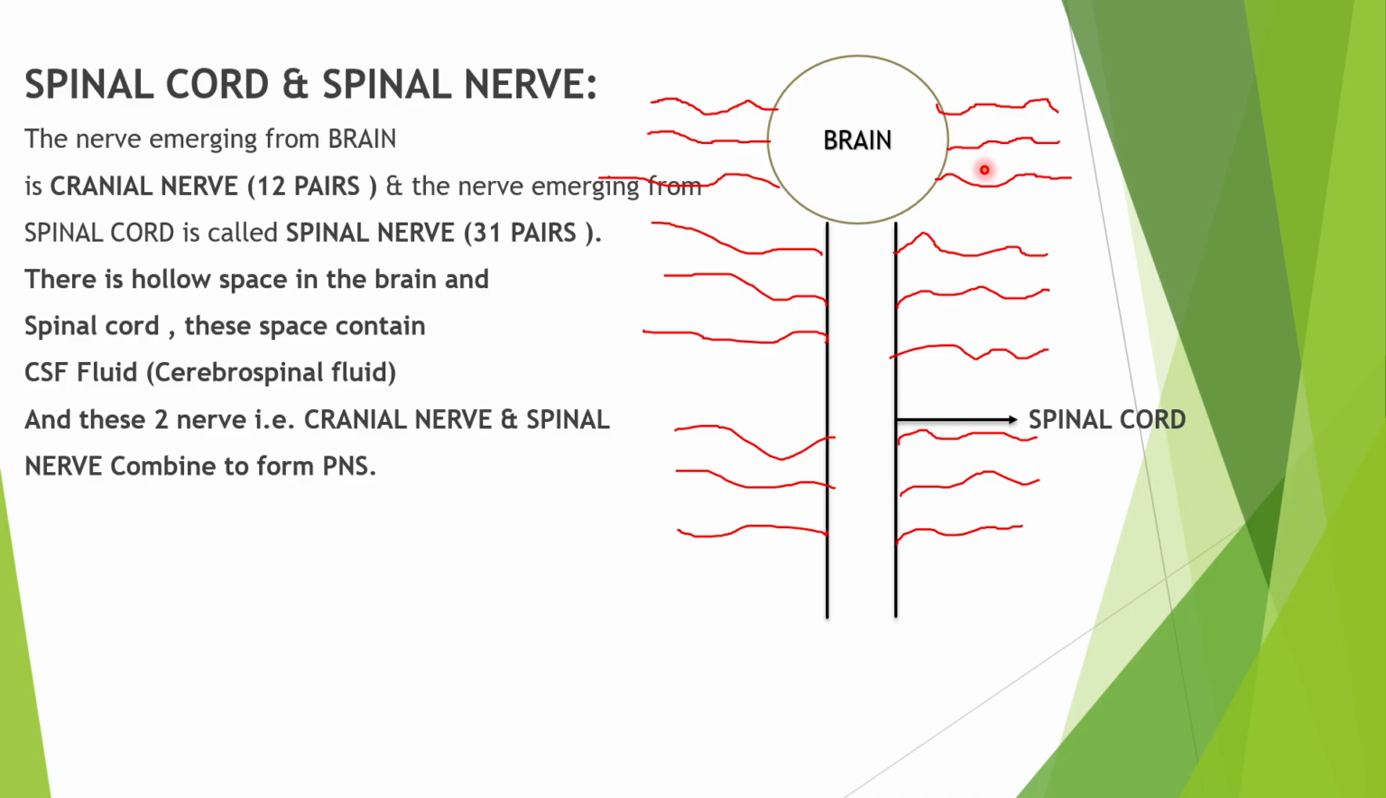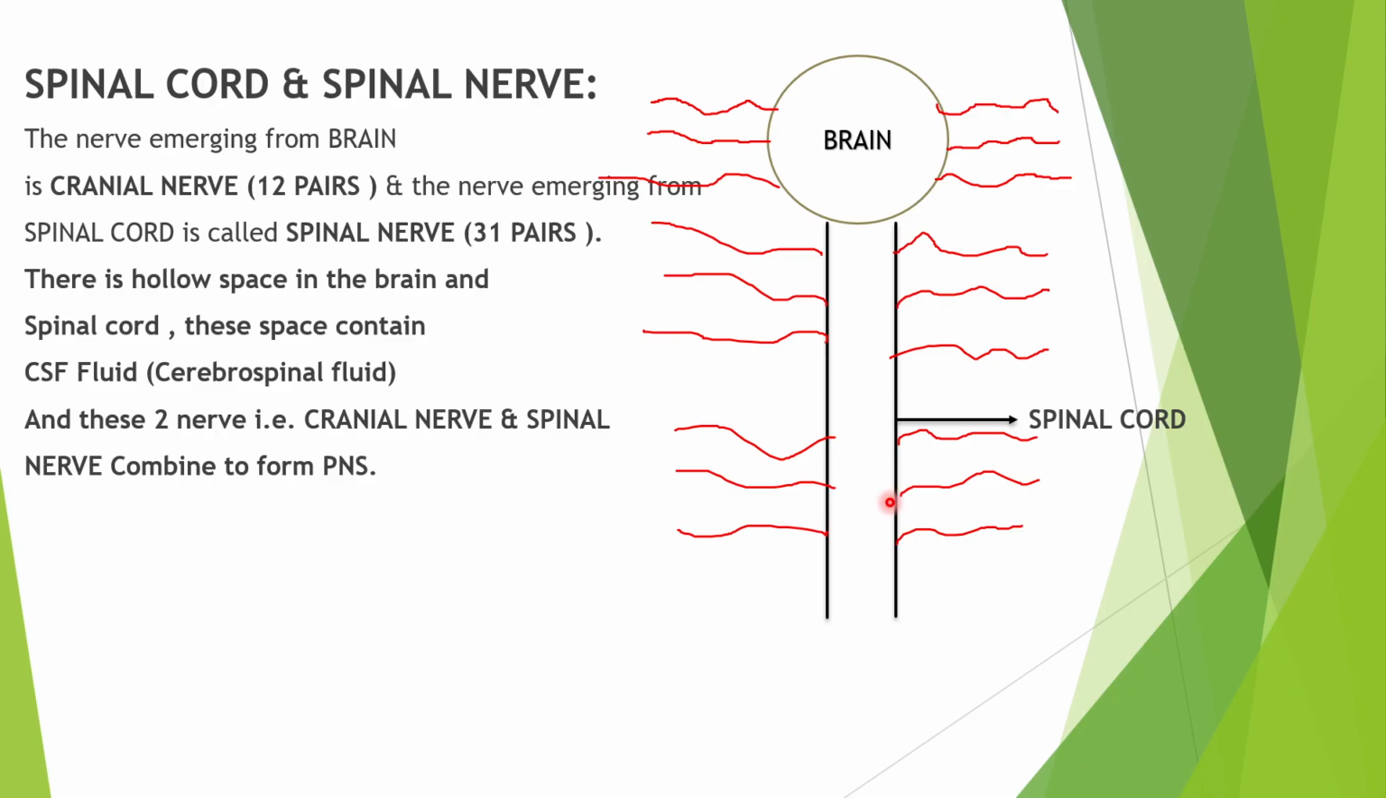Just an example I have given. So the nerves which emerge from the brain are known as the cranial nerves, which are 12 pairs. And the nerves which emerge from the spinal cord are known as spinal nerves, and these are 31 pairs.